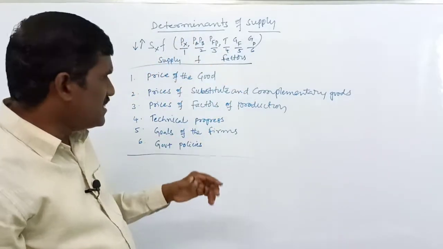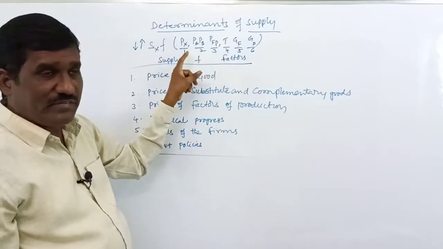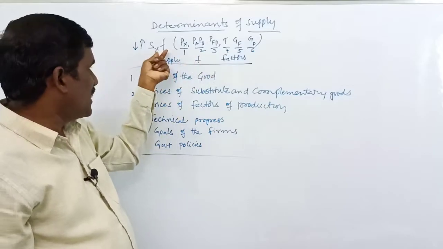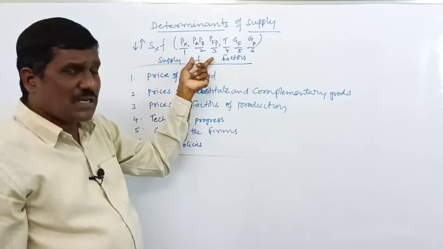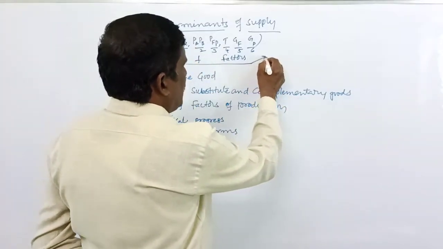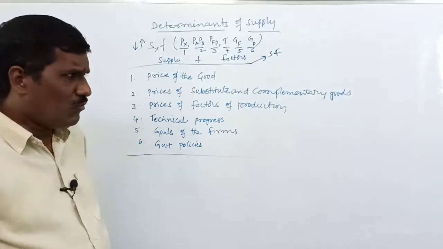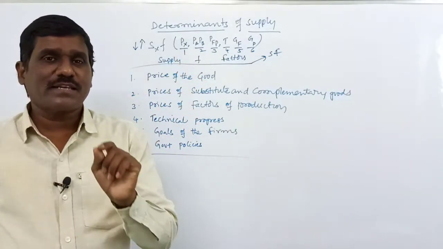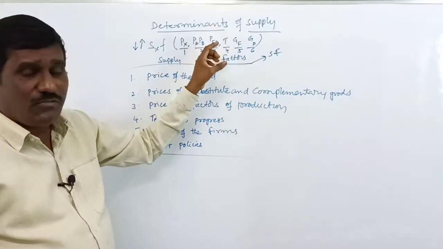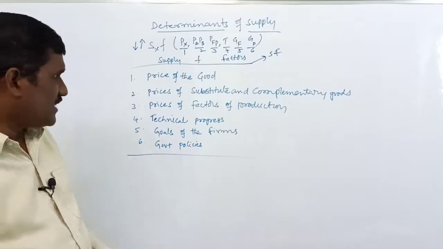So what is the relationship? Fn indicates the relationship between supply and supply factors. The relationship between supply and supply factors is called the supply function. So what is there in the supply function? Factors are there, the determining factors. What are they?